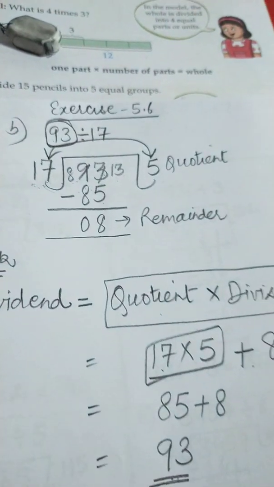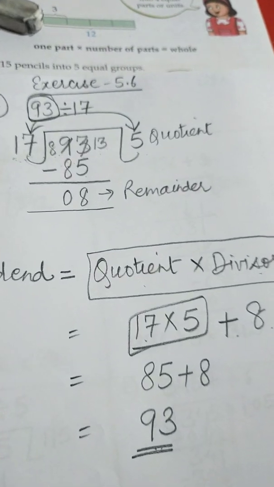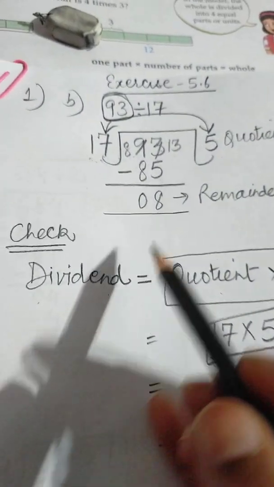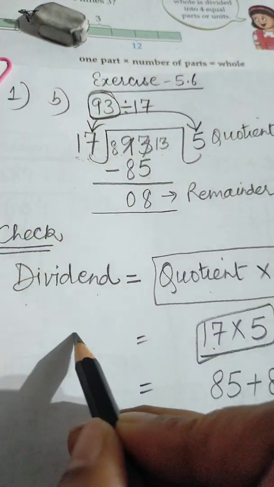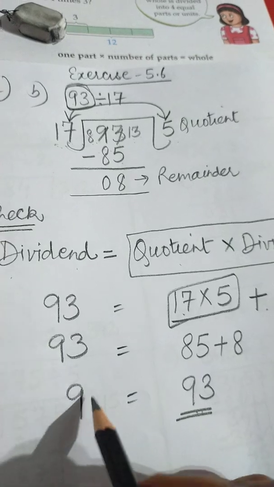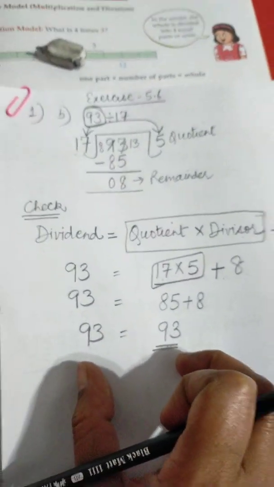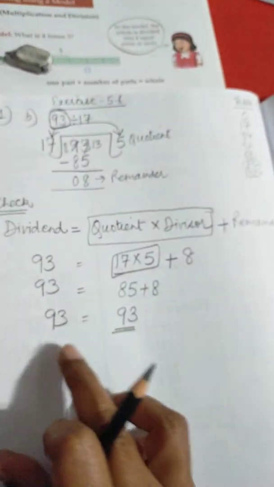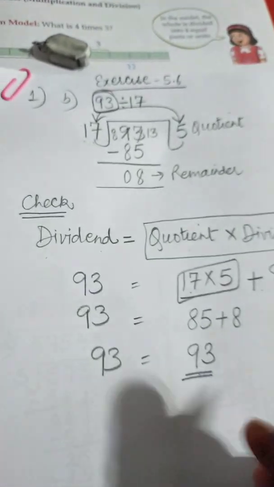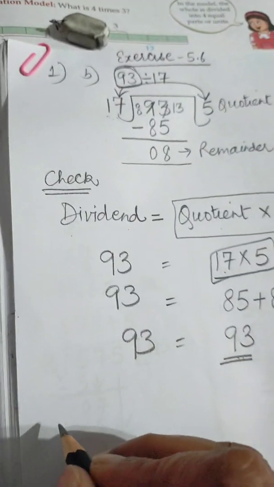If both match with each other, then our sum is right. So the dividend is 93. Like this, if both come the same, it means our sum is correct. Now students, let's move to C part.